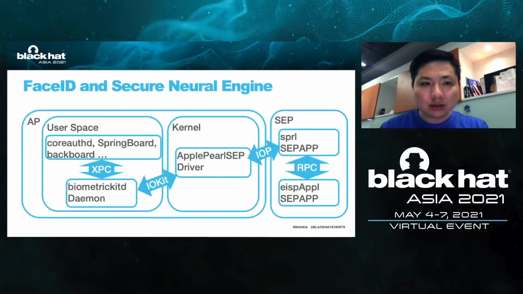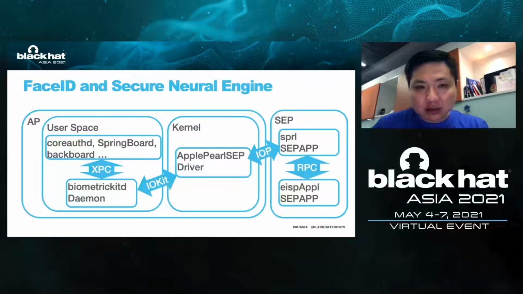First of all, I should introduce the implementation architecture of Face ID. I use some frames and arrows to indicate the different privileged spaces and the interaction methods. Taking face unlocking as an example, some daemons will notify the process biometric kit D by XPC. Biometric kit D calls the driver in the kernel by IOKit.